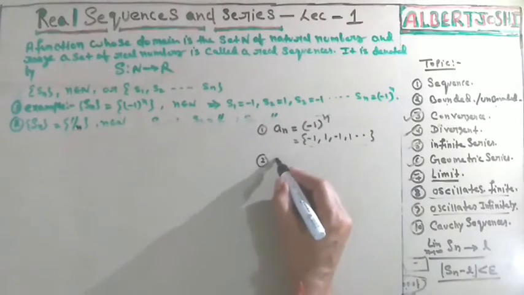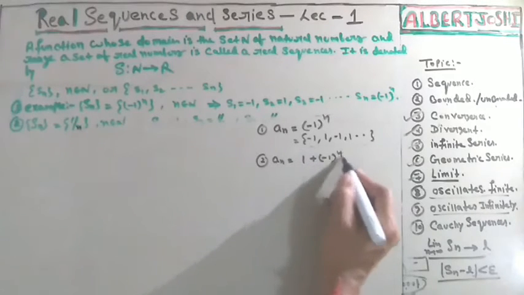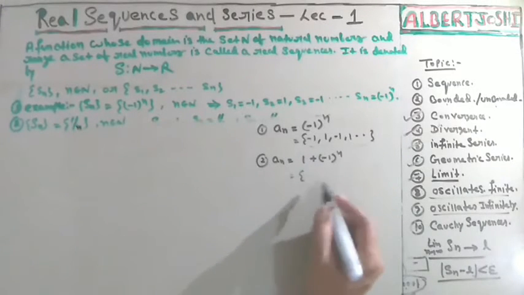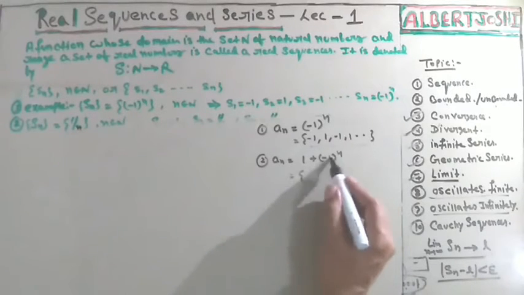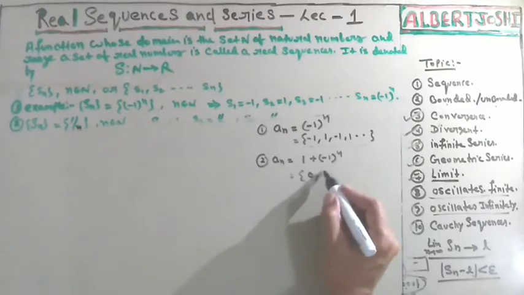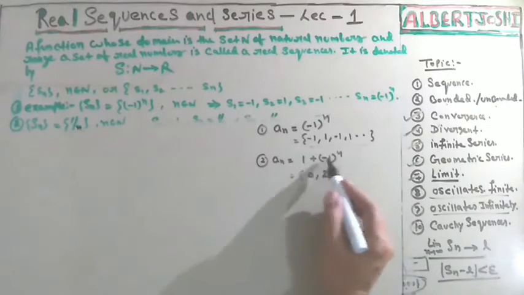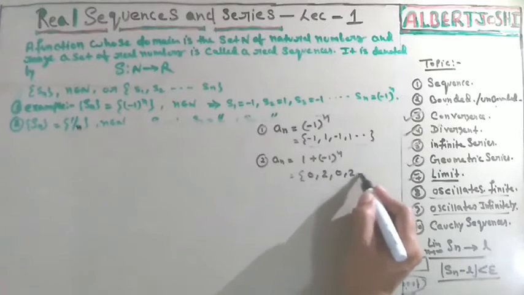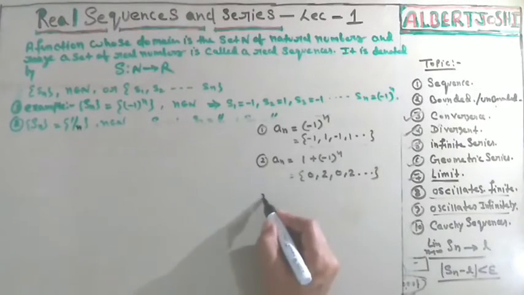Then the second example, suppose you have a_n = 1 + (-1)^n. Then in this condition you have the first value. If you put n = 1, then this is 1 - 1 = 0. If you put n = 2, then this is 1 + 1 = 2. If n = 3, then this is 1 - 1 = 0, and so on. So in this condition also you have only two values.